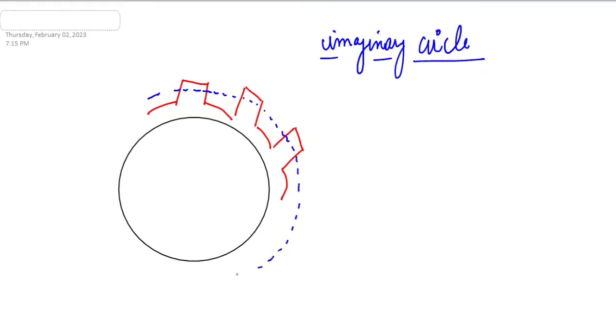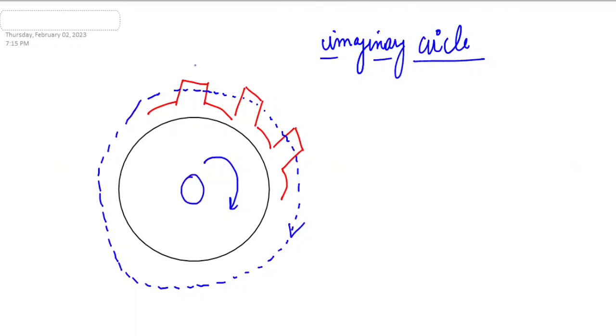In the direction in which the gear is rotating, this pitch circle is also rotating. The direction of rotation of the gear and the pitch circle is the same, obviously, because we are assuming it is on the teeth. It cannot happen that the inside part of the gear is rotating clockwise and the teeth are rotating anti-clockwise.